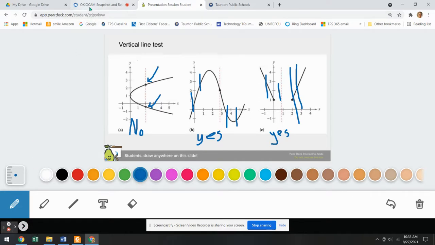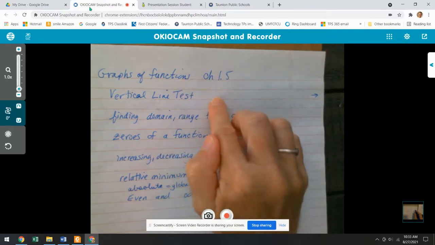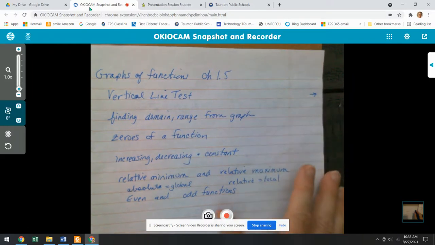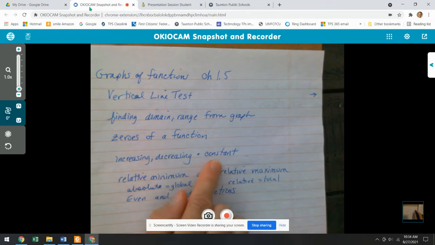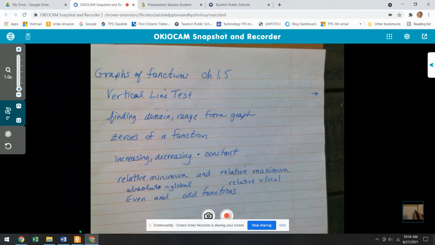So what else are we going to go through in chapter 1.5? It's called graphs of functions. We just talked about the vertical line test. We're going to talk about finding domain and range from the graph, zeros of a function, increasing, decreasing, and constant. These will be intervals that we're going to identify. And then the extreme, a relative minimum and relative maximum, as well as absolute minimum and absolute maximum. And then finally, we'll talk about even and odd functions. So those are the kinds of things that we're going to go through. And again, I encourage you to look at the textbook as well.